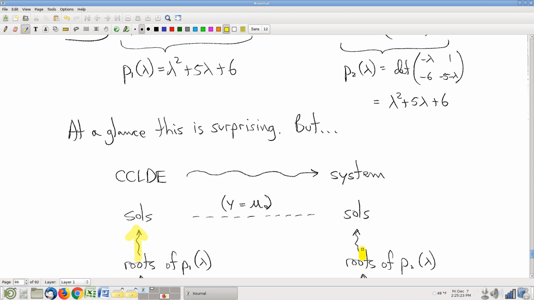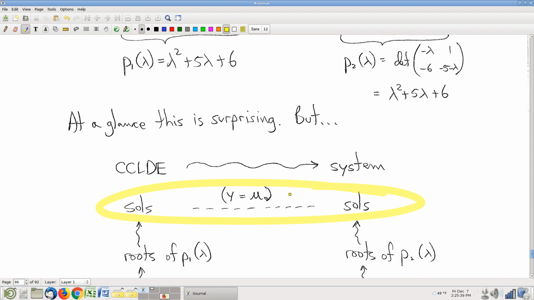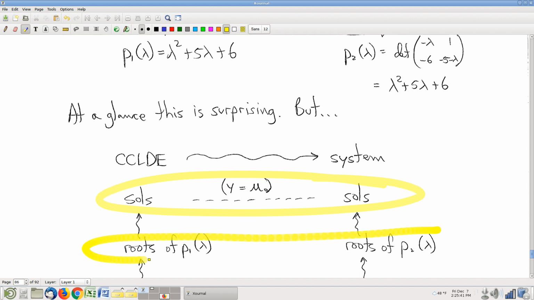In the chapter 6 system, where did it come from? Well, the solutions came from eigenvalues, which were roots of the characteristic polynomial. So if these two questions have the same solutions, which of course they do, well, then that means that these two polynomials ought to have the same roots.